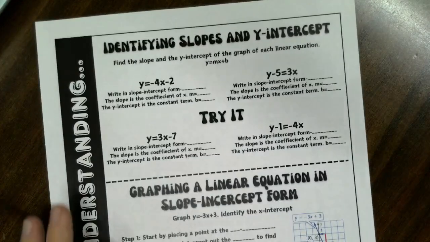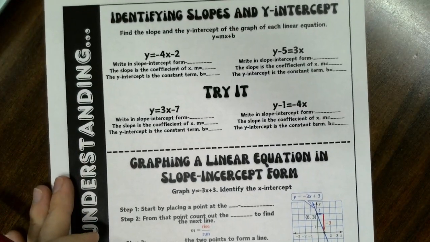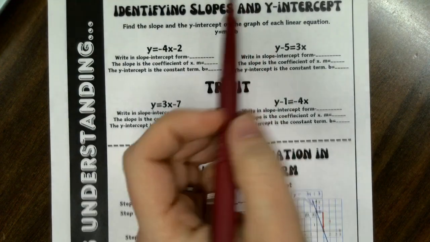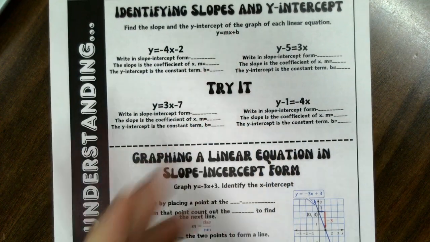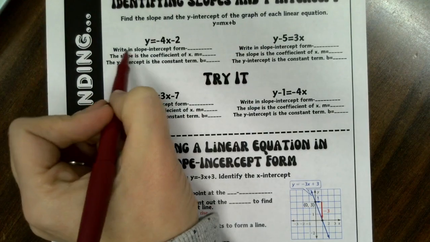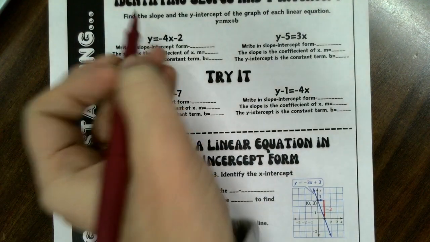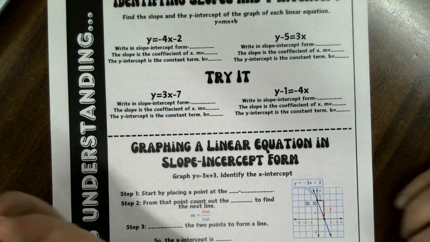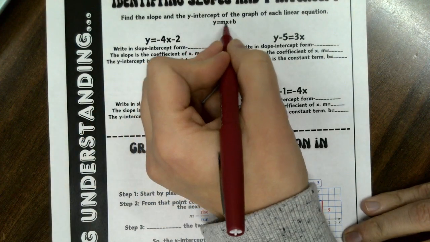So identifying slope and y-intercept. Find the slope and y-intercept of the graph of each linear equation. So here's our equation, y equals mx plus b. The first thing that you need to do is write this in slope-intercept form, because sometimes you're going to get the equation and it's not going to be in the proper form. So you need to make sure it's in y equals mx plus b.